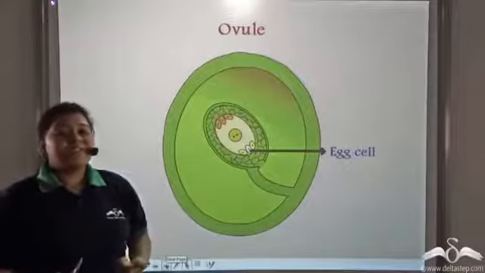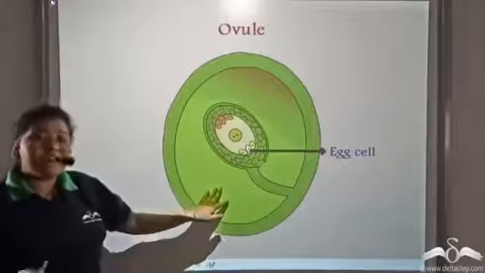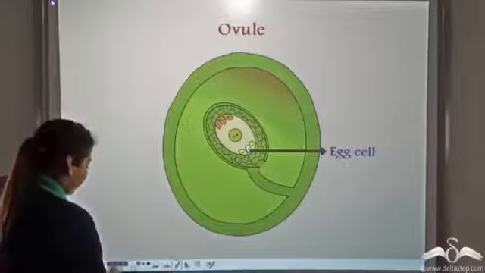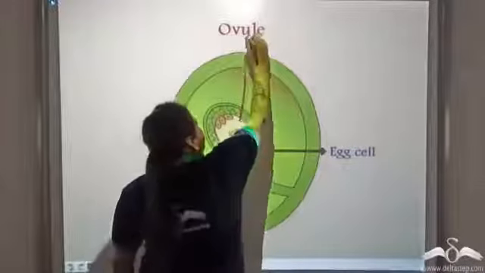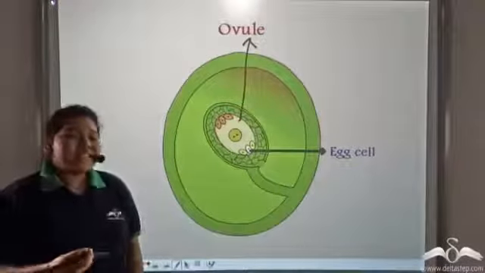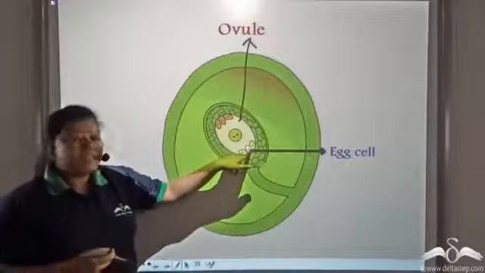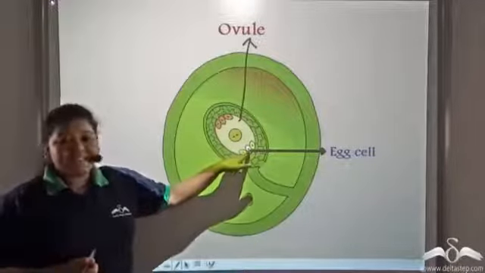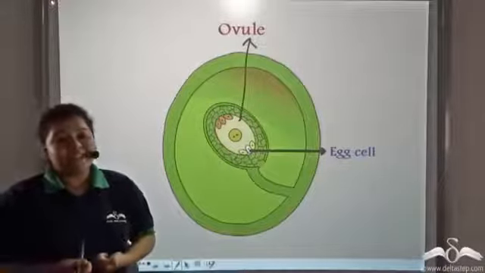So what is so special about the ovule? In this picture, can you identify the ovule? Yes, this part is the ovule. And the ovule contains the egg cell. See this white spherical structure? This is the egg cell. Now, fusion of this egg cell with a generative nucleus forms a new plant life.